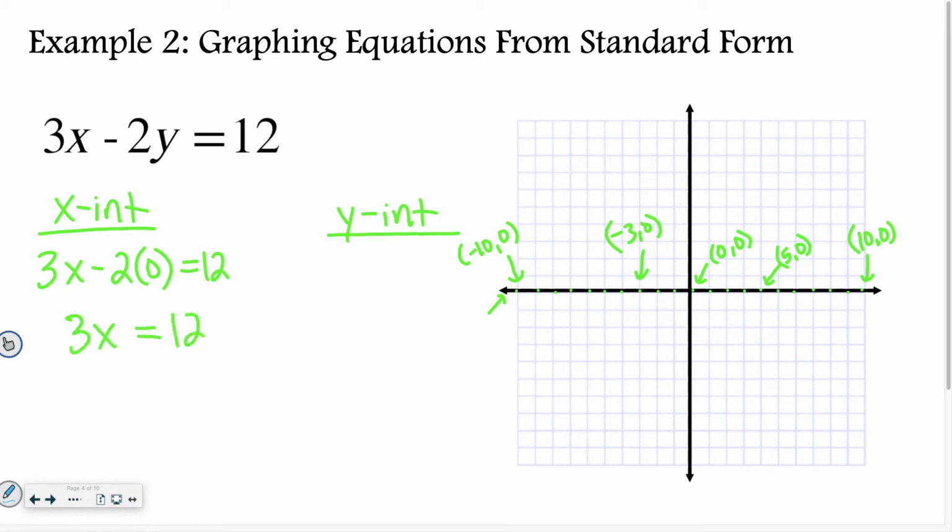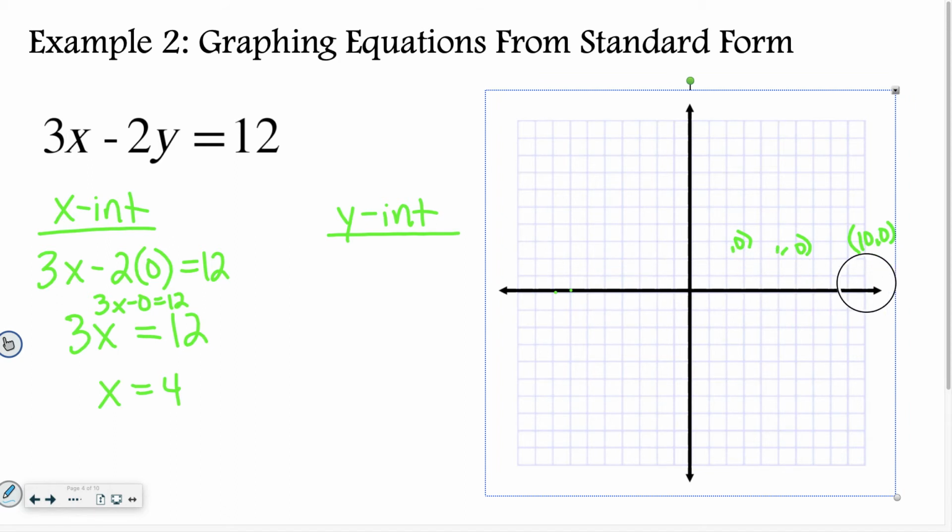If I wanted to write the in-between step, I could write 3x minus 0 equals 12, and then go to 3x equals 12, and divide both sides by 3, and I would get x equals 4. So I know that my x-intercept is actually located at 1, 2, 3, 4. So this is my first point, and we need to now find the y-intercept.